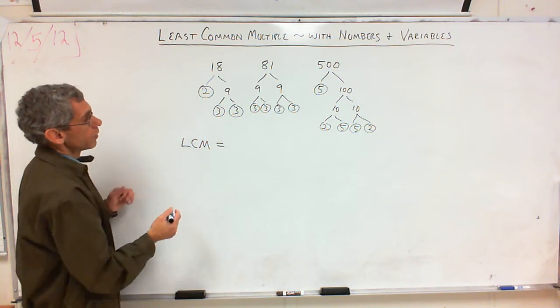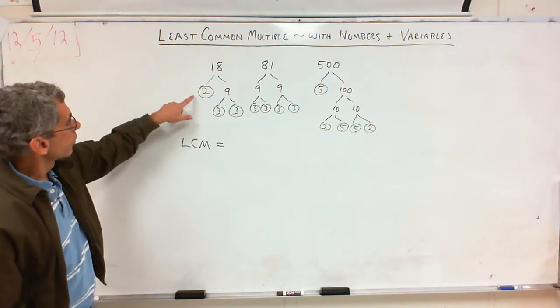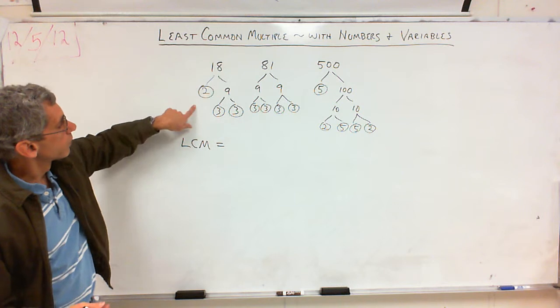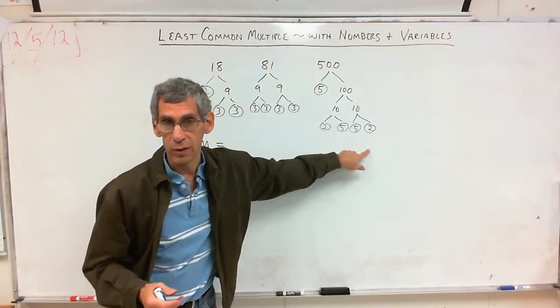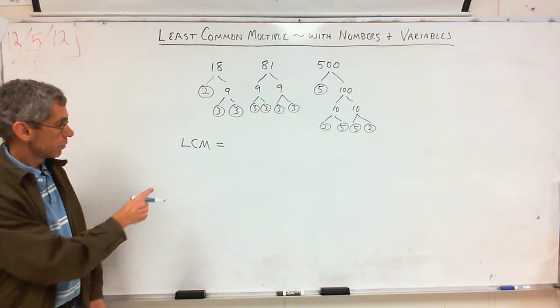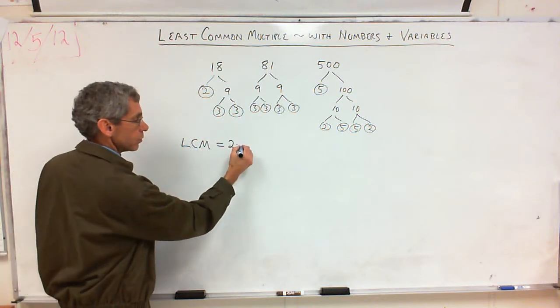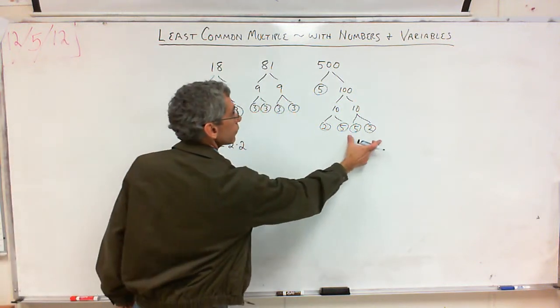would equal, now I gotta see, I have 2's. Let's start with our 2's. There's 1 2 in this one. There's no 2's in this one. Ah, there's 2 2's in this one. So what do I have here? 2 times 2. I've got to use the one that has the largest number of 2's.